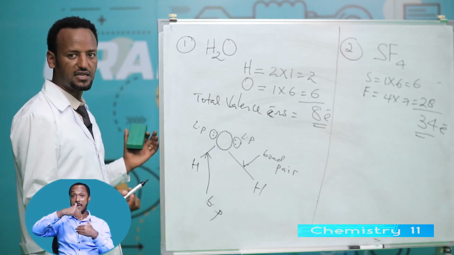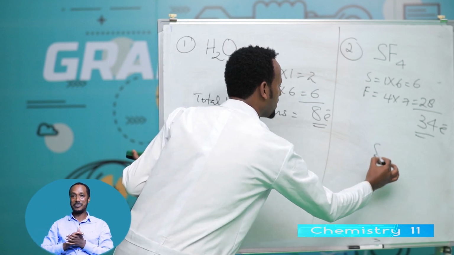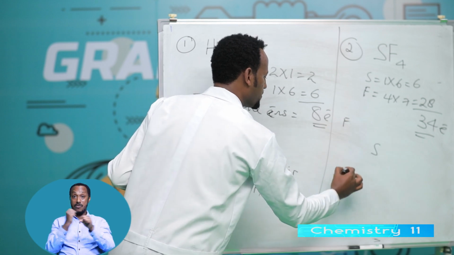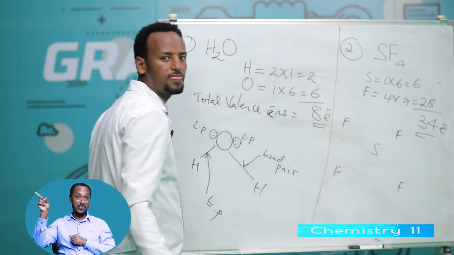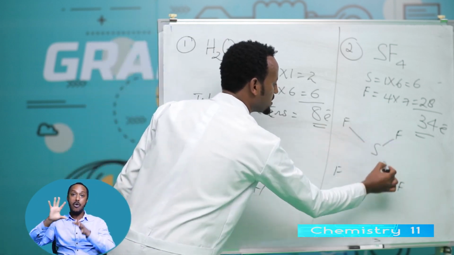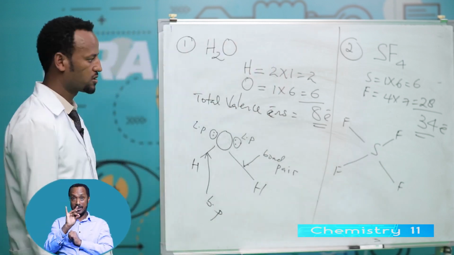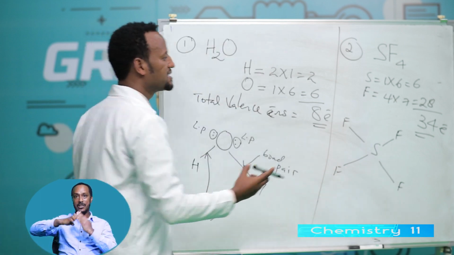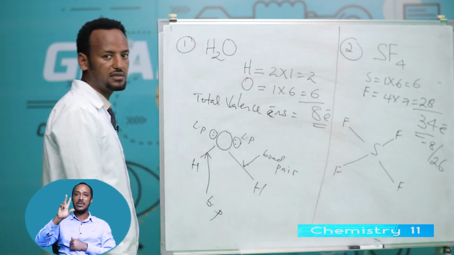Now, what is the central atom? Sulfur. Sulfur is central atom. How many surrounding atoms? 4. 1, 2, 3, 4. Therefore, first forms a bond. 1, 2, 3, 4. How many bonds are formed? 4. Therefore, 1, 2, 3, 4. 4 means 8. 34 minus 8. The remaining electron is 26.